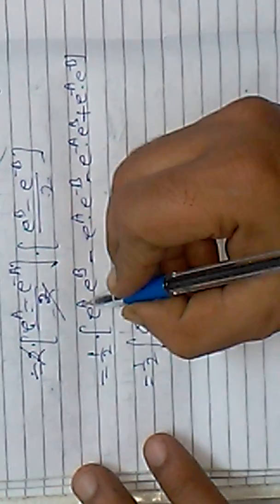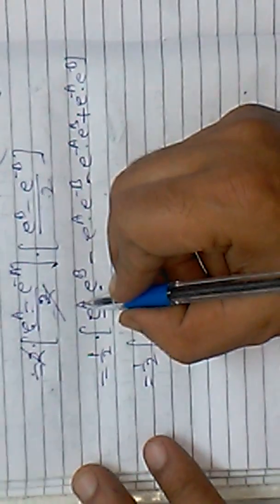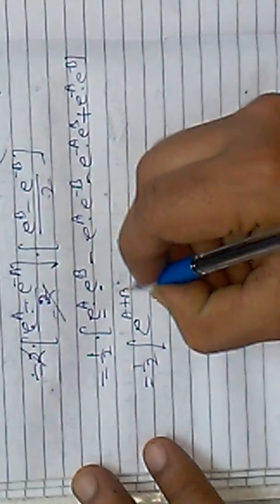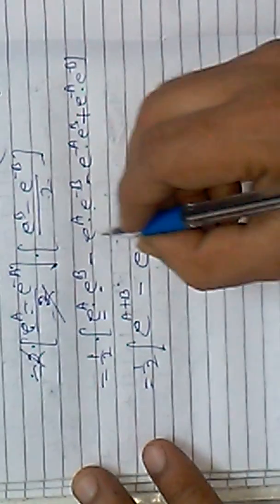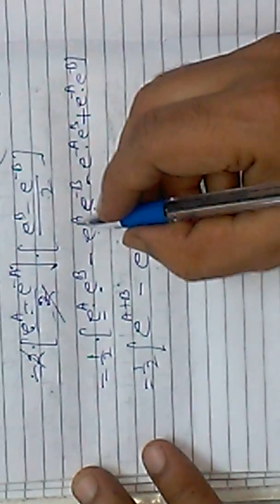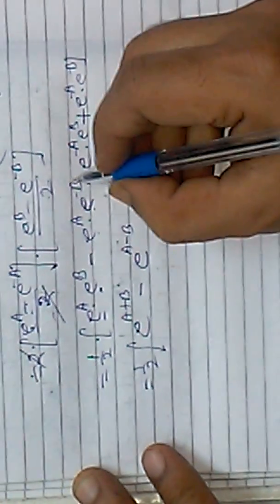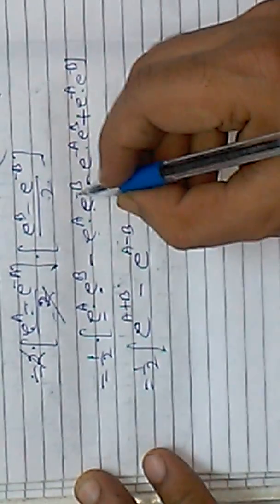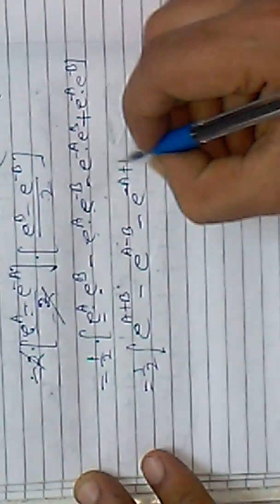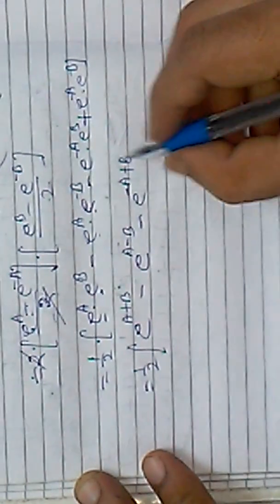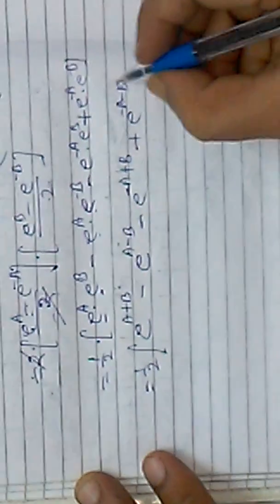There is the same base, therefore we can add these two numbers: e to the power A plus B. Also there is the same base e, we write e only one time, and the powers should be added, therefore A minus B, because the power of this is minus B, minus e to the power minus A plus B. The default on B is plus, so we write plus here, plus e to the power minus A minus B.